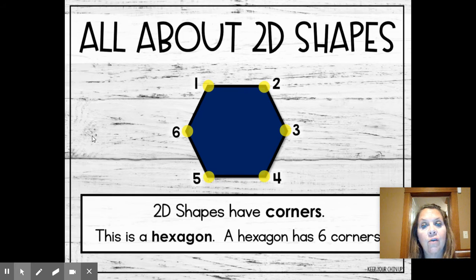2D shapes have corners. That's where those sides meet. This is a hexagon, and we said yesterday that a hexagon has 6 corners. So put your fingers together to make a corner. If this was a side and this is a side, where they meet at your fingertips would be called the corner. Another fancy name for corner is vertice.